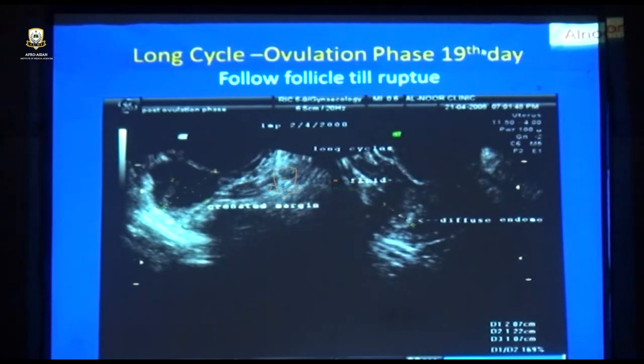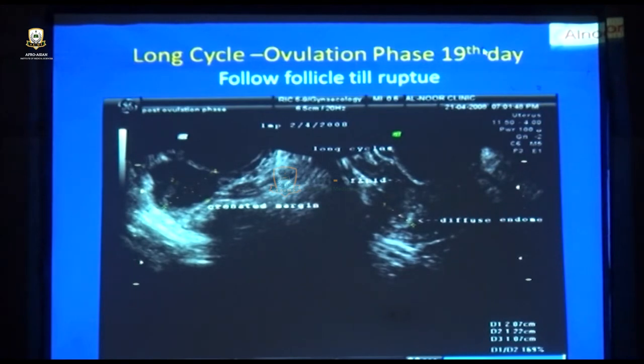And that 19th day, every lady is not going to show the same changes on the same day. So please keep them following up. If you have not seen the changes, call after 48 hours depending on the size of the follicle. We know the rate of growth is 1 millimeter. After 48 hours, check the follicle size, or after 48 or 72 hours, depending on the size.